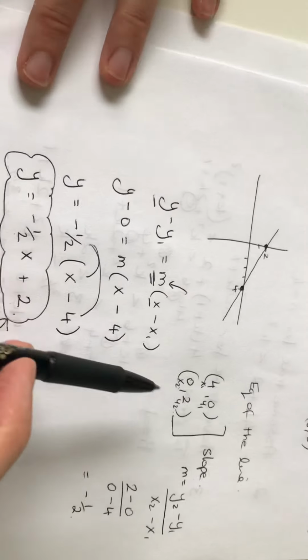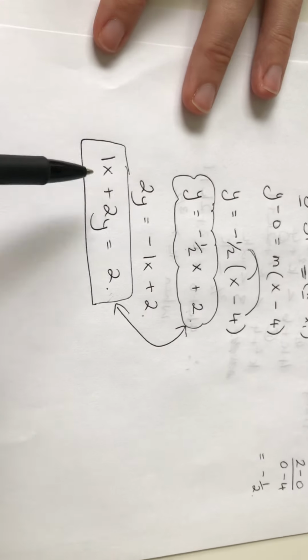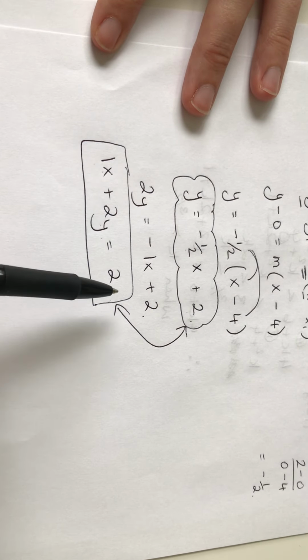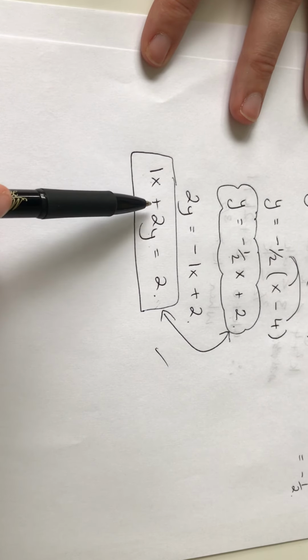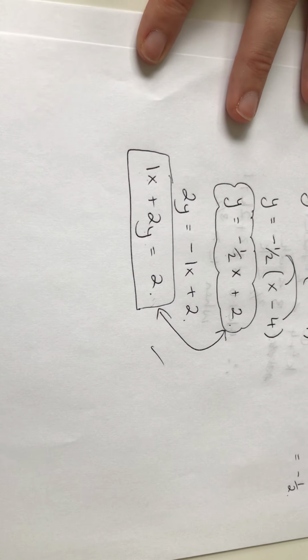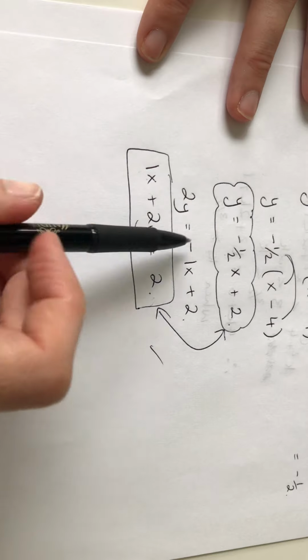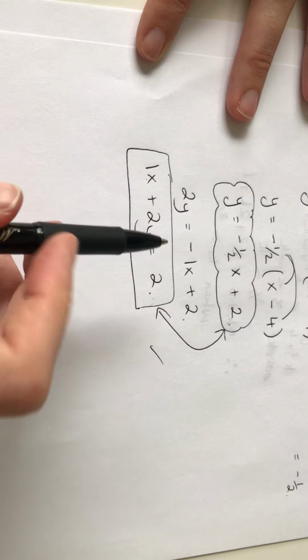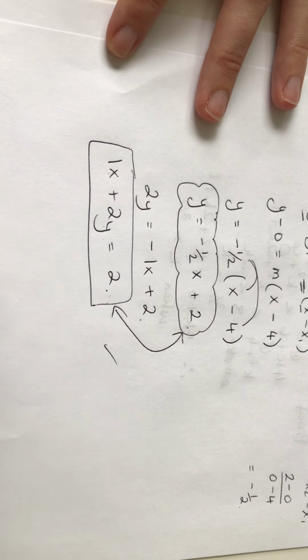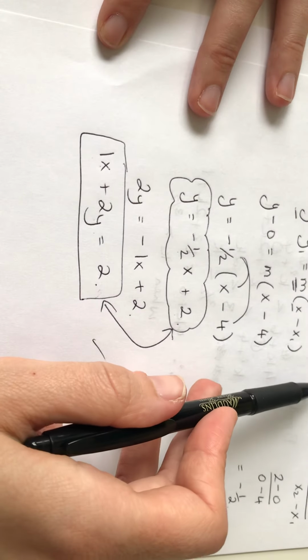Now, are you happy that the point 0, 2 is on that line? 0 for the x, 2 for the y. Yeah. Are you happy that the point 4, 0 is on that line? 4 for the x and 0 for the y is 4. No. So, have we missed something? Have we worked it out incorrectly? So 4 for the x and 0 for the y is 4. So does that work? 0, 2.